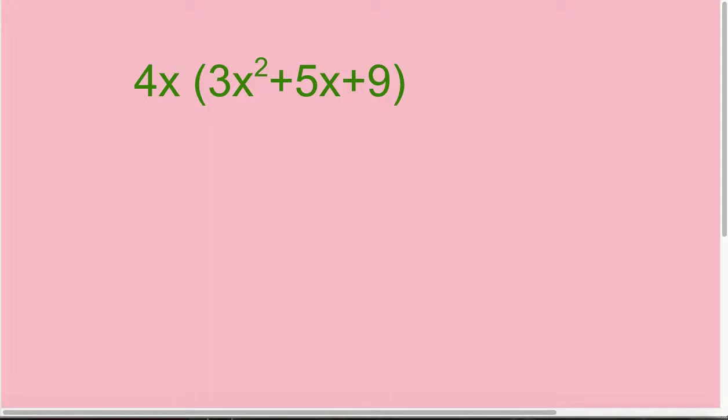Hi, so today we're going to talk about multiplying polynomials. Okay, so we're going to look at some basic examples and a little bit harder as well.